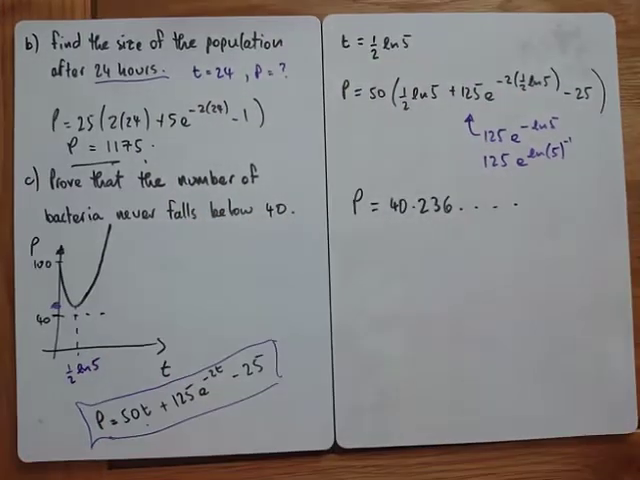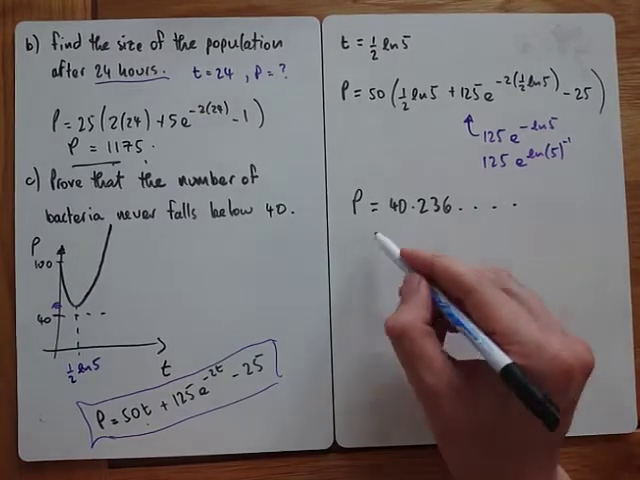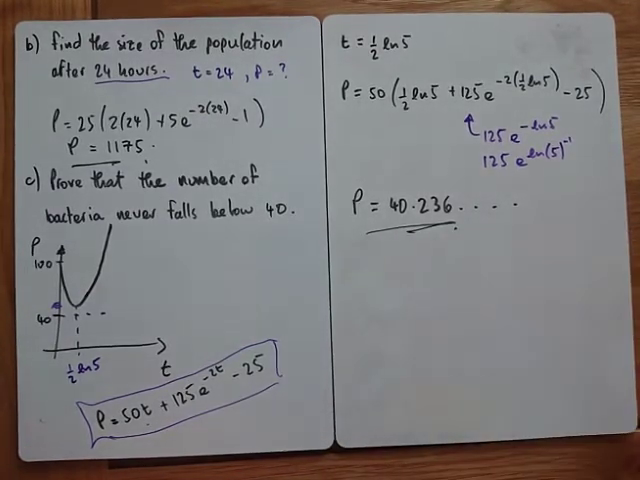Okay, so obviously maybe write a quick sentence to piece together everything that we've just done there, to justify that you proved that the minimum never falls below 40. Quite a challenging question, that one.